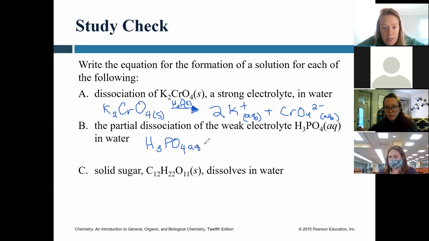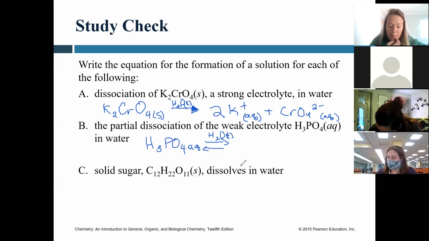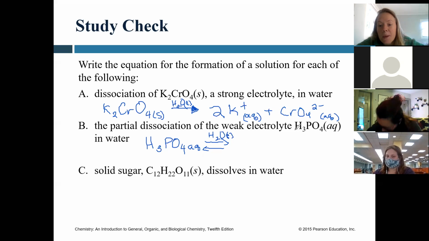So it says this is aqueous. It's partially dissociating, which means I'm going to put an arrow going back and forth because some of it's going to break up, some of it's going to recombine. In this case, this isn't something we have talked about just yet, but all the H's aren't going to come off at once. When we have an acid like this, we take the first H off, and then the second H, and then the third H. All right, so if you put 3 H's, that's okay.